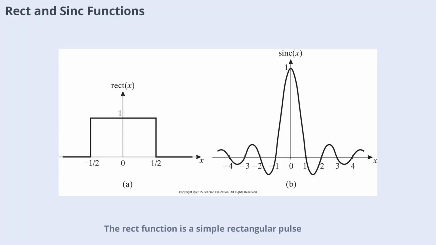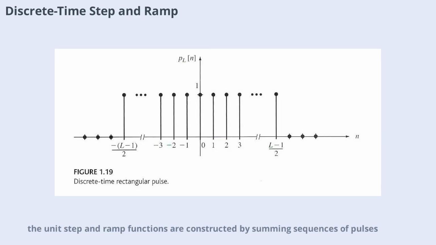The rect function is a simple rectangular pulse, while the sinc function has a characteristic oscillating shape. These functions are used in sampling theory and filter design, helping engineers control how signals are shaped and reconstructed in digital systems. In discrete time systems, the unit step and ramp functions are constructed by summing sequences of pulses. The discrete time rectangular pulse is a time-limited version, useful for modeling digital signals. These building blocks are essential for understanding how digital systems process and manipulate information.